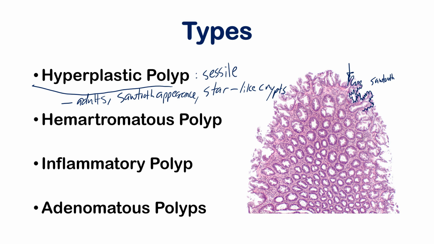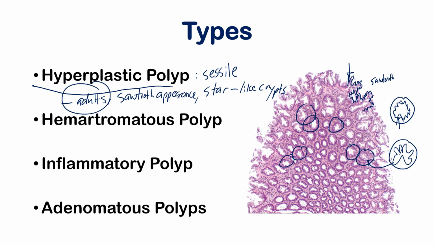Okay, and then the next feature I said is that it will have star-like crypts. So look at the crypts. Do you see this kind of look? If you look within the crypt itself, you see this kind of thing going like this. They're saying that looks like a star. You could say that a star would kind of be like this. Especially in that one right there, this one. These are all star-like crypts, and that's also a feature for hyperplastic polyps. And then again, it's primarily in adults.